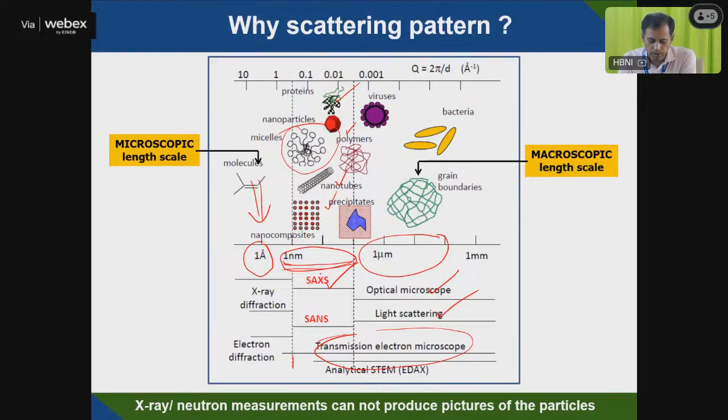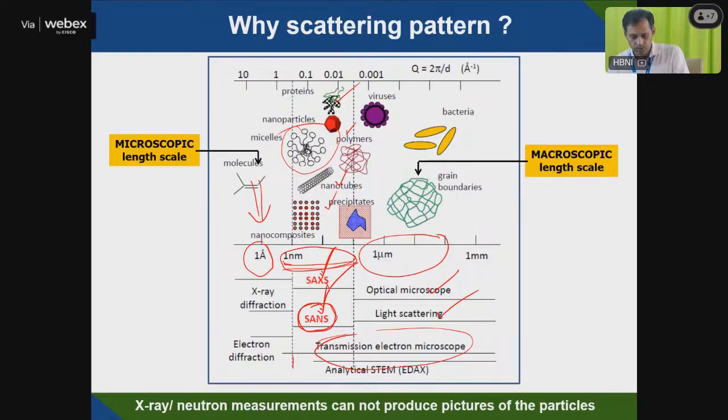In both, the techniques are almost similar. They are complementary to each other, and principle-wise they're almost similar. But in small angle X-ray scattering you use X-rays, that X stands for X-rays, while in SANS it is neutrons. For neutrons you need a nuclear reactor as the neutron source. But SAXS analysis you can do with conventional techniques.